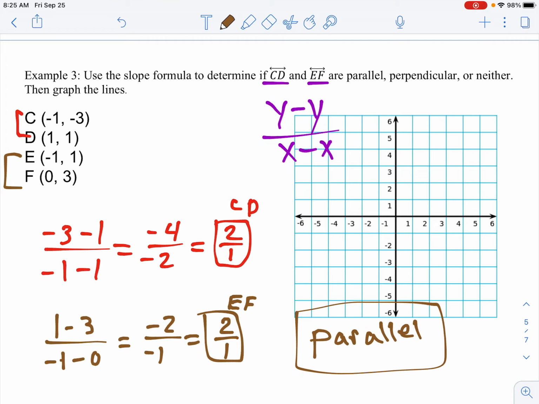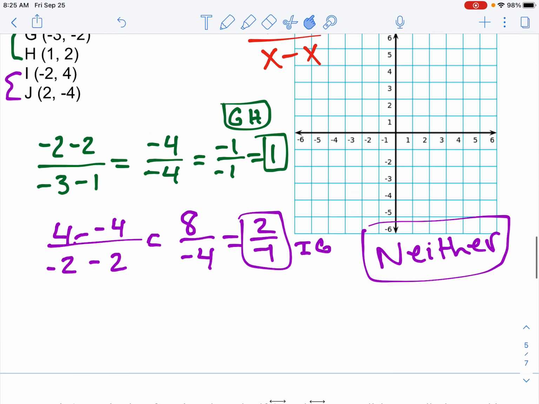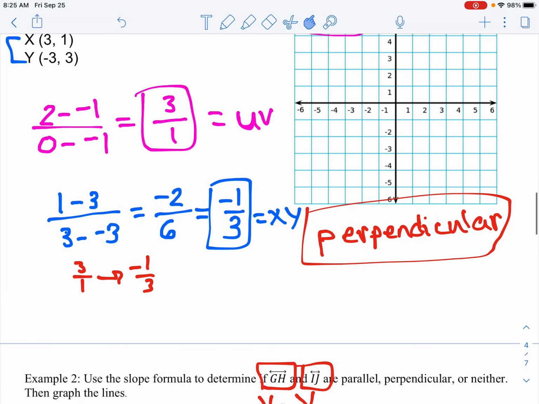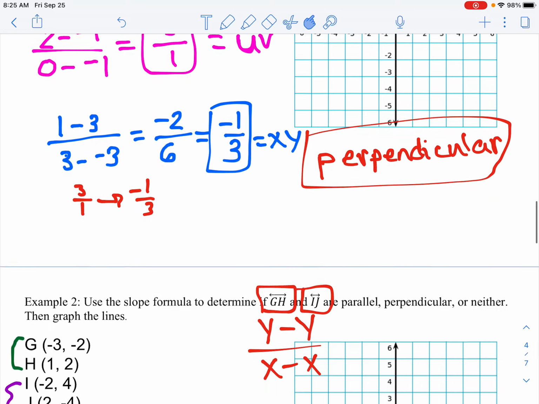So we will do the slope formula. If both answers are the same, it's parallel. If both slopes are completely different, it's neither. If both slopes are opposite reciprocals, so they're flipped and switched, then we call it perpendicular.